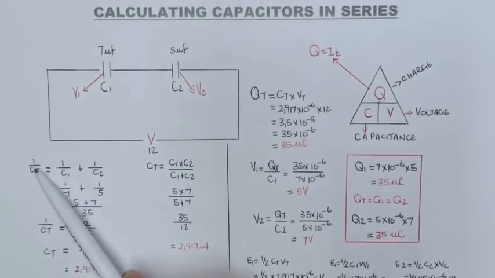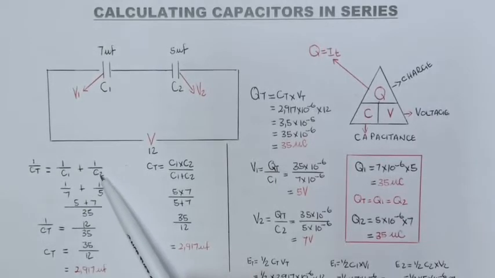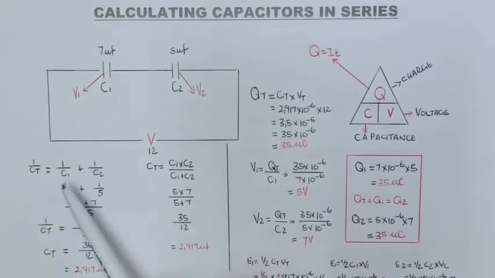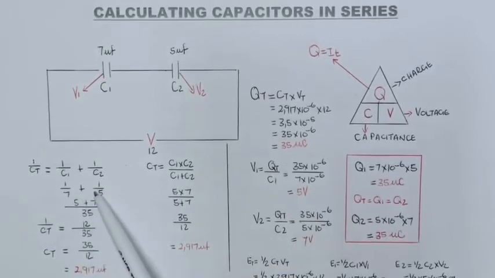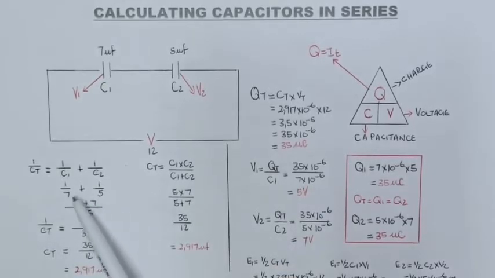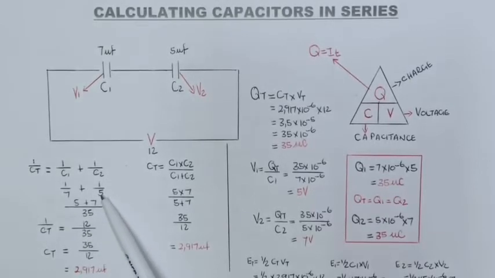So I'm going to write 1 over CT equals 1 over C1 plus 1 over C2. Then I'm going to put in my values, 1 over 7 plus 1 over 5. Then I need to choose a value which 7 will go into and which 5 will divide into as well without anything left. So that will be 35, and I can say that 35 divided by 7 will give me 5. 35 divided by 5 will give me 7, so that in total will be 12 over 35, which means 1 over CT equals 12 over 35.